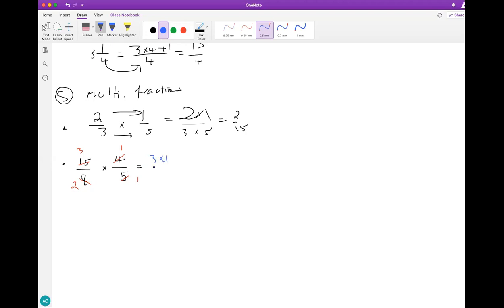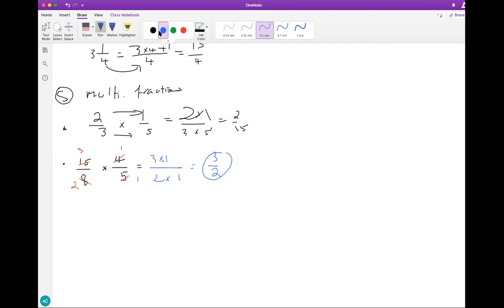3 times 1 over 2 and 1. So that's 3 over 2. See, we didn't even have to do the multiplication with large numbers. You don't have to simplify the fraction. You end up with a simple fraction at the end. So always reduce your fractions as much as possible before multiplying them.